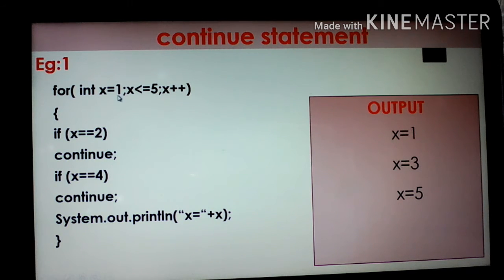Here, in the first case, int x is equal to 1, 1 less than or equal to 5. So the condition is true. We are entering into the loop. Then if x equal to 2: in the first case, the value of x is 1, so 1 equal to 2, the condition is false.